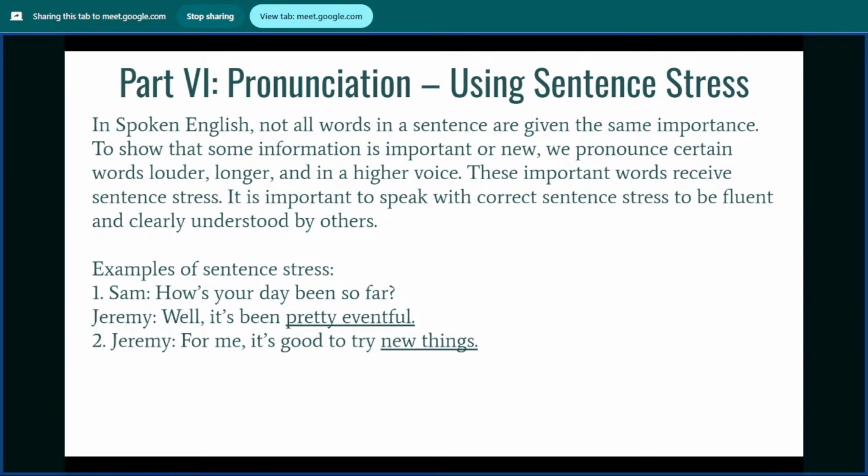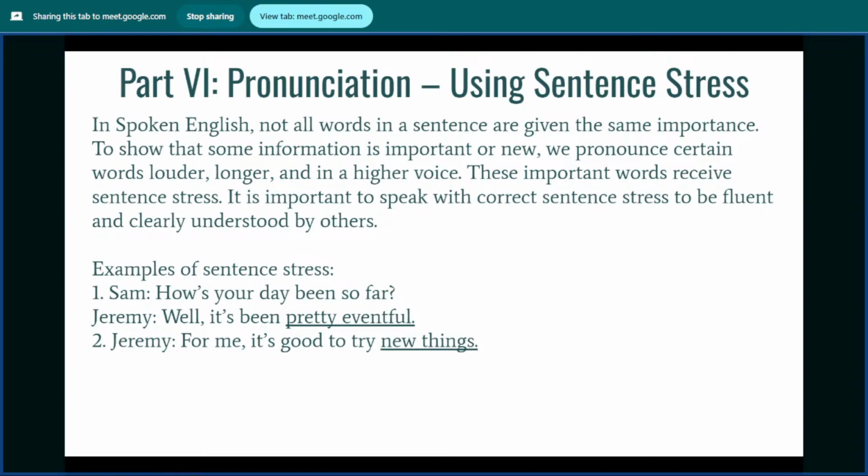So your पे ज़्यादा स्ट्रेस नहीं है, इस पे ज़्यादा स्ट्रेस नहीं है, बीन पे ज़्यादा स्ट्रेस नहीं है, सो पे ज़्यादा स्ट्रेस नहीं है. हाउ, डे, फार, इस पे ज़्यादा स्ट्रेस है. वेल, इट हैज़ बीन प्रिटी इवेंटफुल. प्रिटी इवेंटफुल पे ज़्यादा स्ट्रेस होगा. फॉर मी इट्स गुड टू ट्राई न्यू थिंग्स. न्यू थिंग्स पे ज़्यादा स्ट्रेस होगा यहाँ पर.